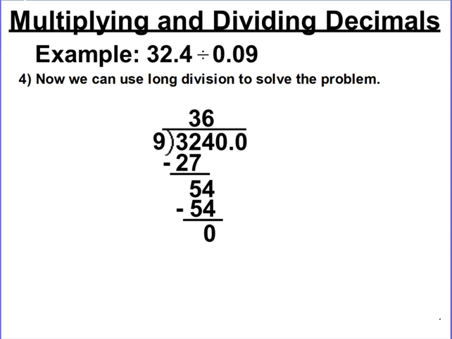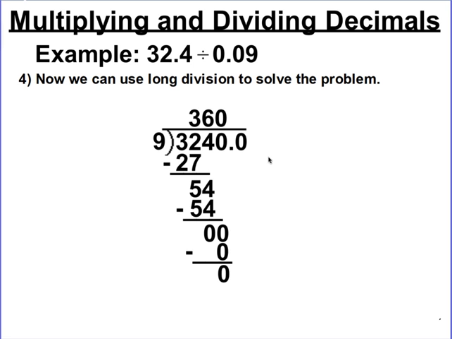Subtract to get 0. And we need to bring down our next number because we still have not got to the decimal point yet. So we need to bring down our next number. Bring down the 0. 9 can go into 0 times. And 9 times 0 is 0. So we subtract to get 0 as our remainder here. And since we hit the decimal point, we can stop.